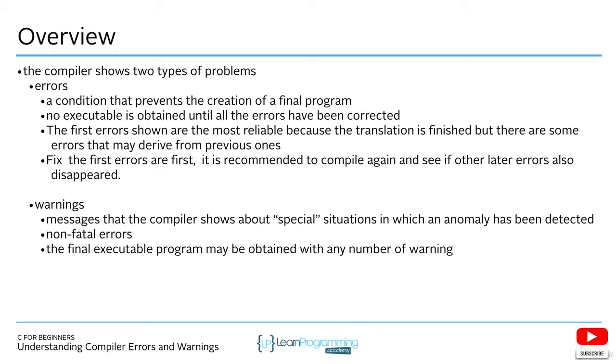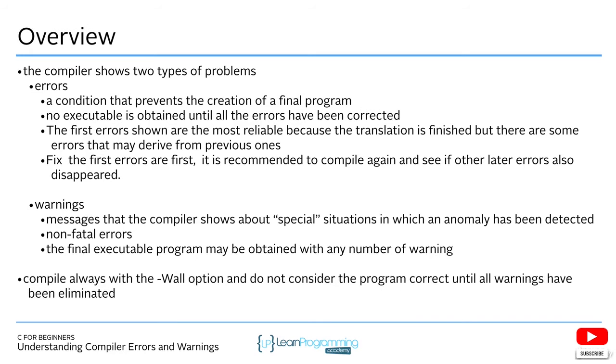They're non-fatal errors, so the executable will be created, but it's still something that you should fix. A warning is there for a reason. You're either doing something incorrectly or it could cause a problem in the future. So you want to always fix all of your warnings. And by compiling with the -Wall option, you do not consider the program correct until all warnings have been eliminated.